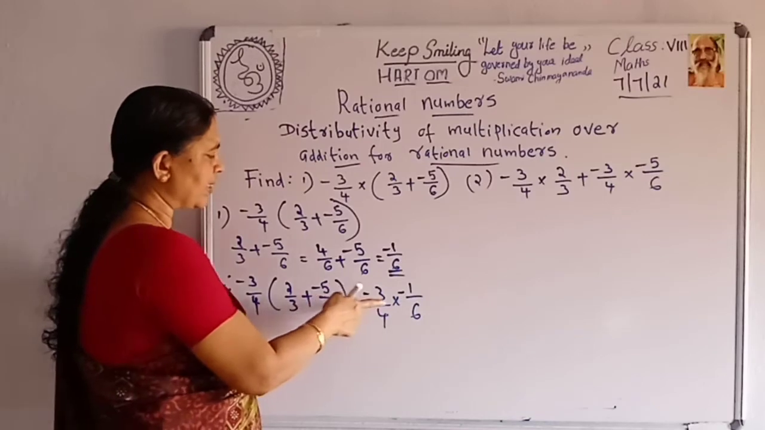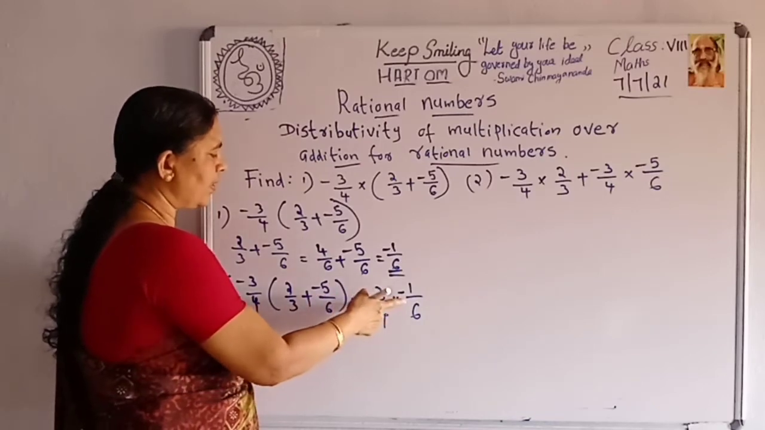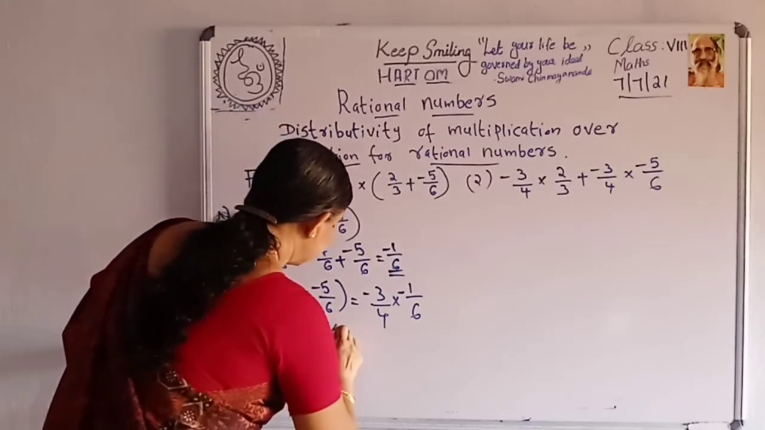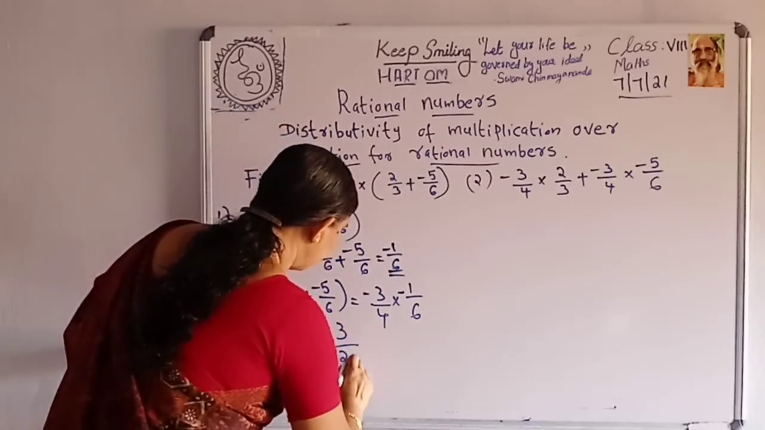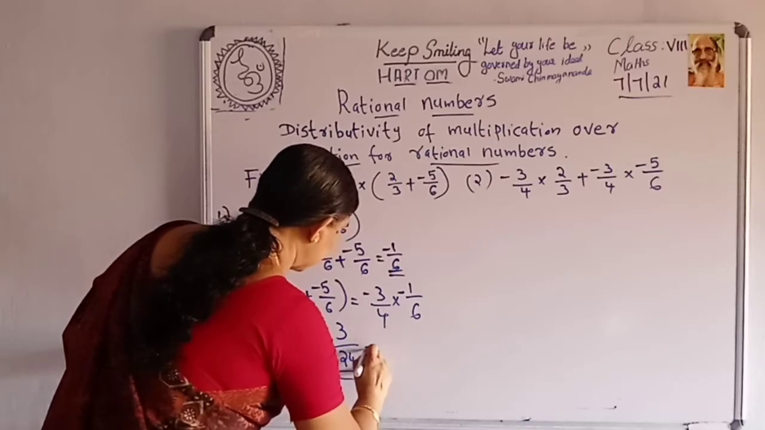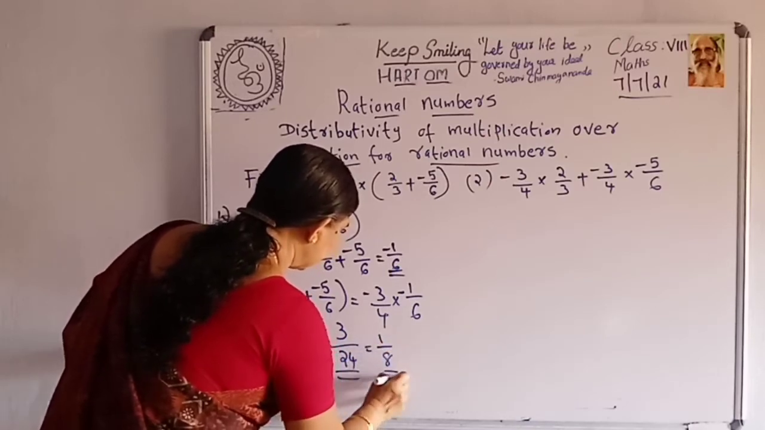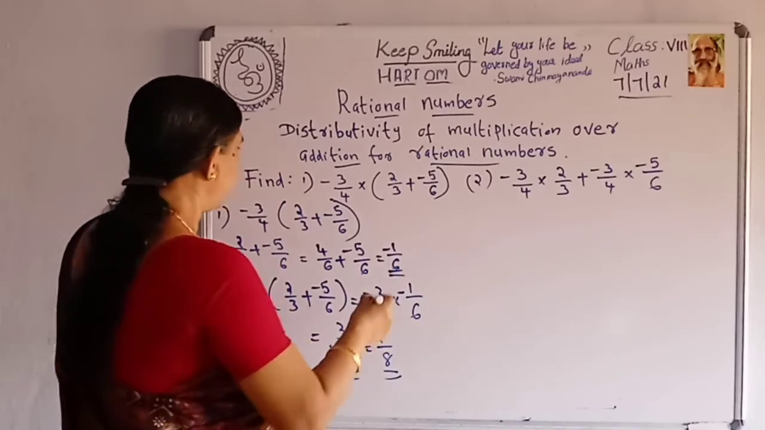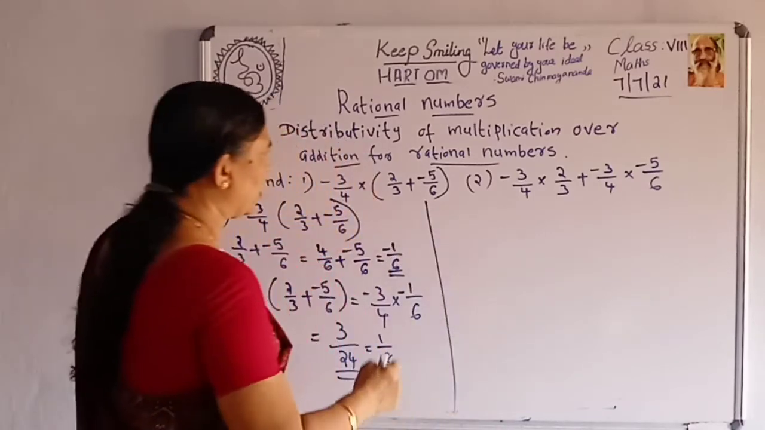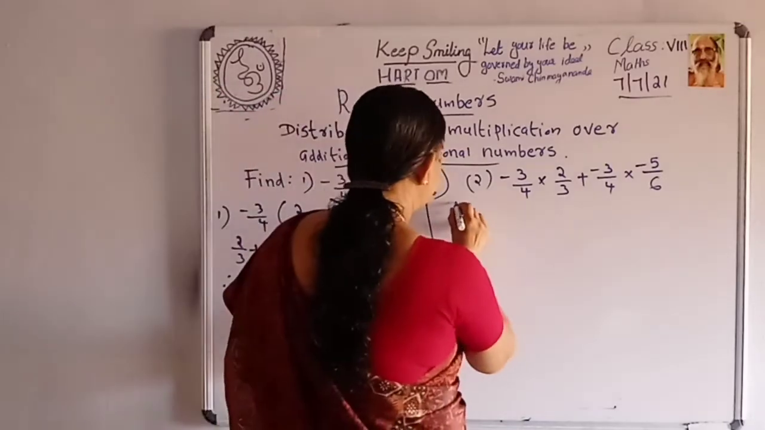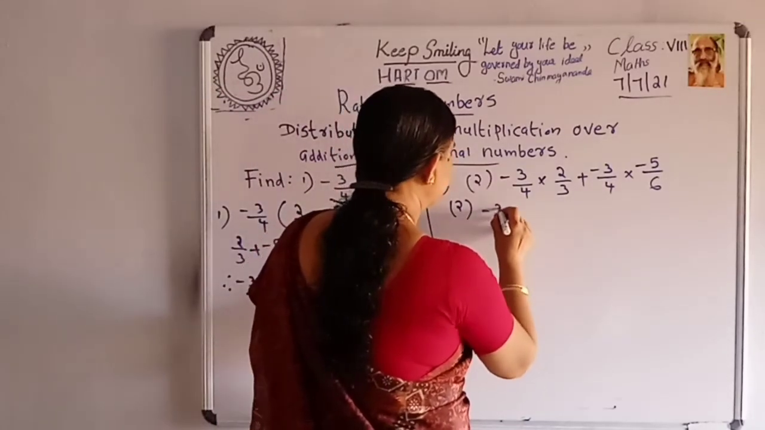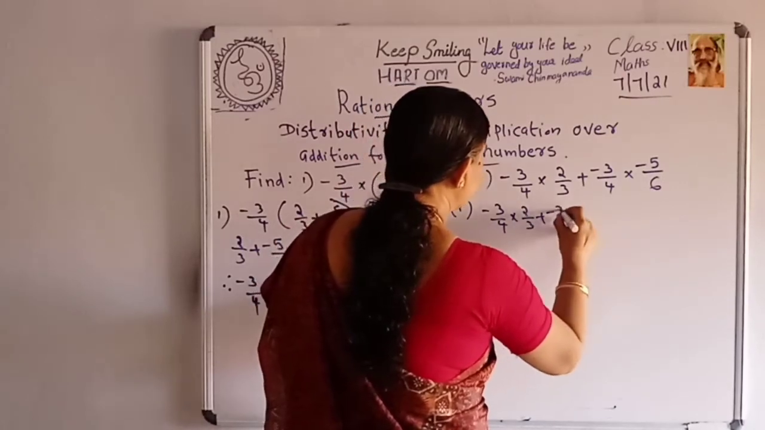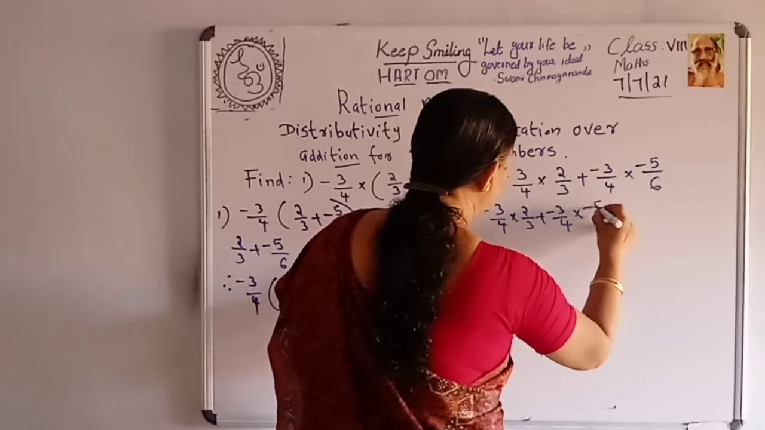Then minus 3 into minus 1, what is minus 3 into minus 1? Plus 3. So it is equal to 3 by 24. So we got the answer, or we can write it as 1 by 8. 3 by 24, simplified, we get 1 by 8. Then we can do the second question. The second one, minus 3 by 4 into 2 by 3 plus minus 3 by 4 into minus 5 by 6.